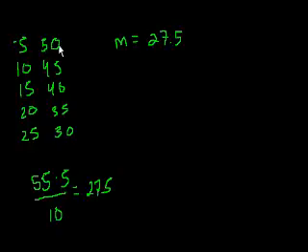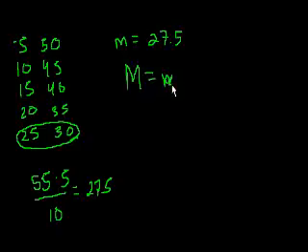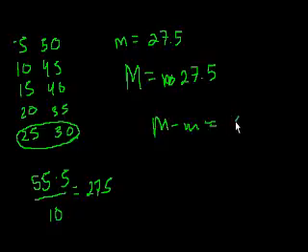And then they want to know the median of the first 10 positive multiples of 5. There are two middle numbers, these two. When you have two middle numbers, you take the average of them to get the median. Well, the average of those two is 27.5. So big M is equal to 27.5. So big M minus small m is 0. And that is choice B.